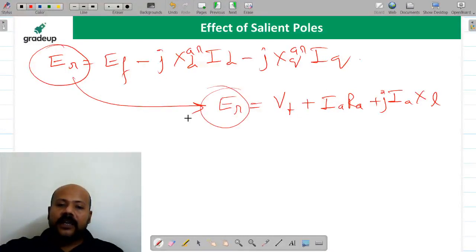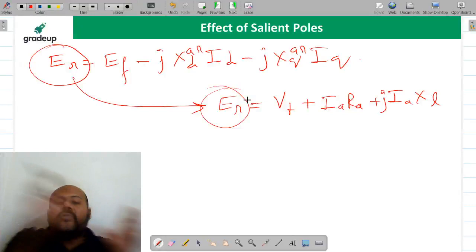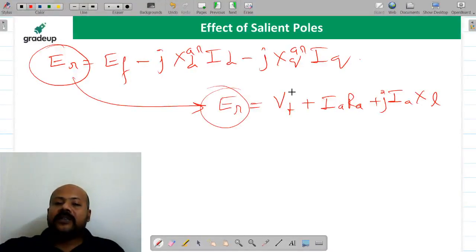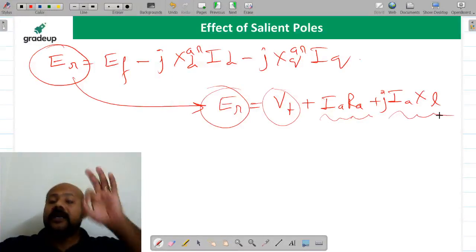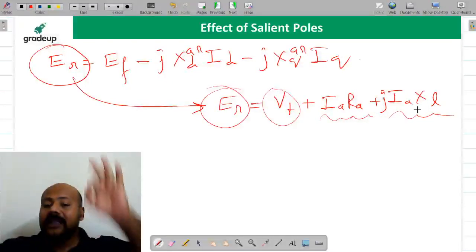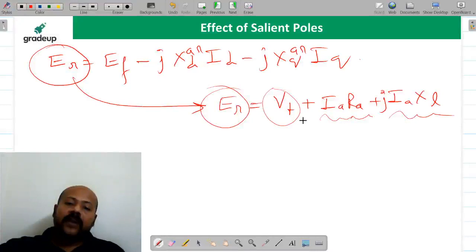What is this ER? This ER is going to be, if you remove from EF the armature reaction effect, then you will get ER. But this ER is going to be how much? Terminal voltage, armature reaction drop plus the leakage, equivalent leakage reactance drop. You are modeling the leakage flux by using the leakage reactance drop. So I am going to put this value of ER here. So you are going to get the equation for EF.